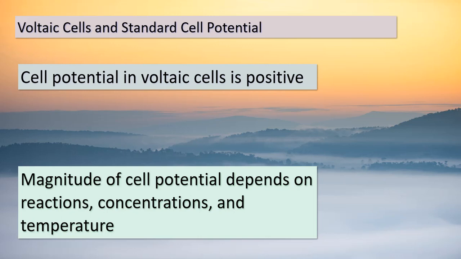Consider the zinc-copper voltaic cell shown in Figure 20.5. At 25 degrees Celsius, its standard cell potential is +1.10 volts. Remember, the superscript degree symbol indicates standard state conditions. Now, let's move forward and explore this topic even further.